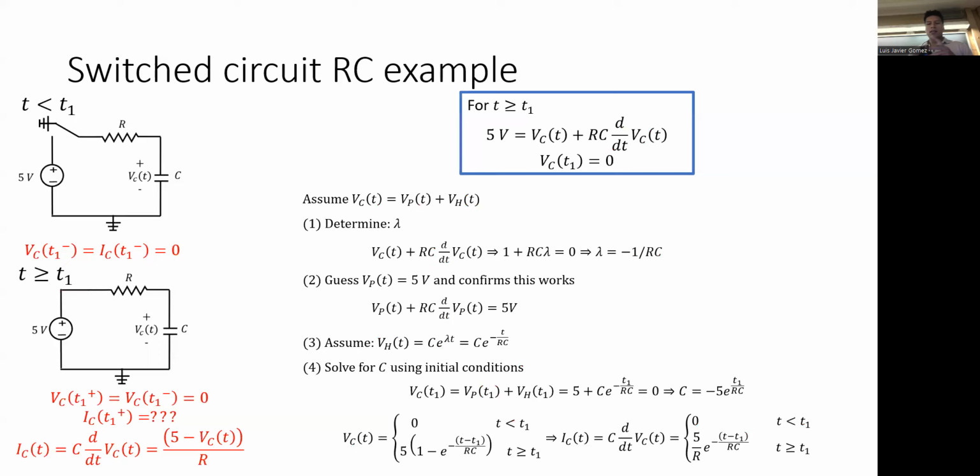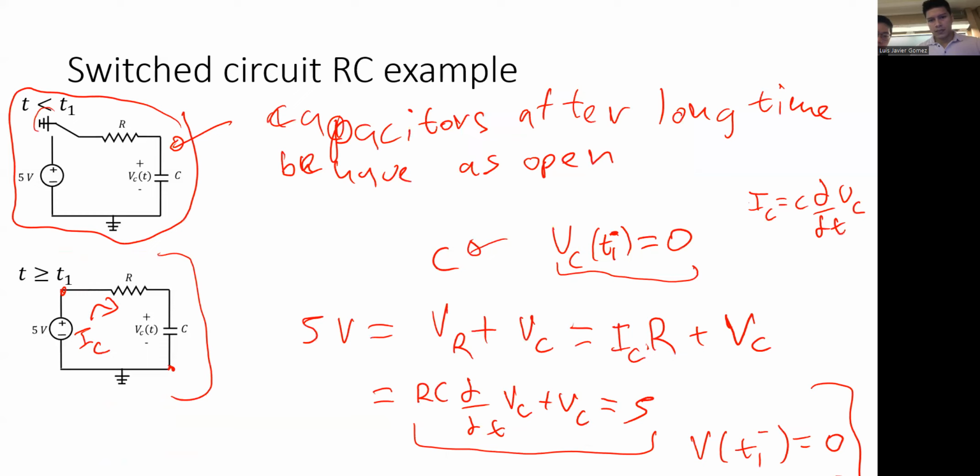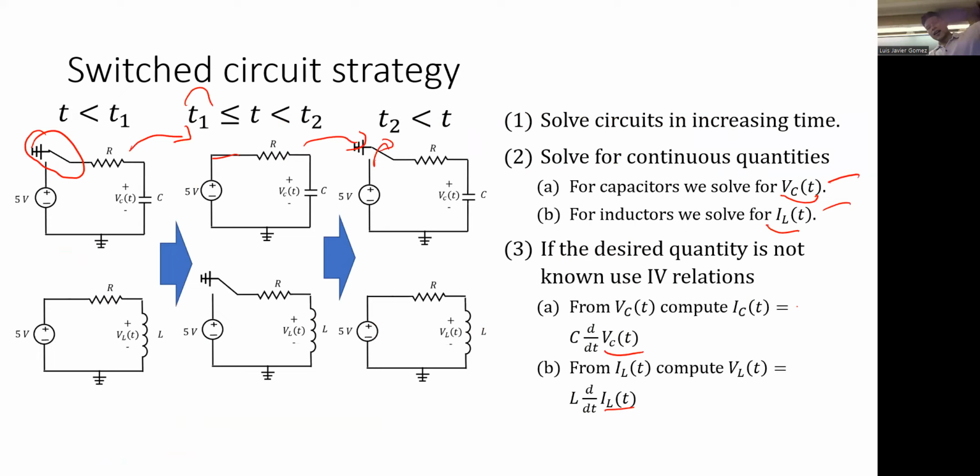Yes, I have a quick question on the slide right before. Can you change VC instead of the IC? So VC is equal to 1 over C. You can, and you would get a differential. The issue is that when we're solving switch circuits, we should stick to the continuous quantities.